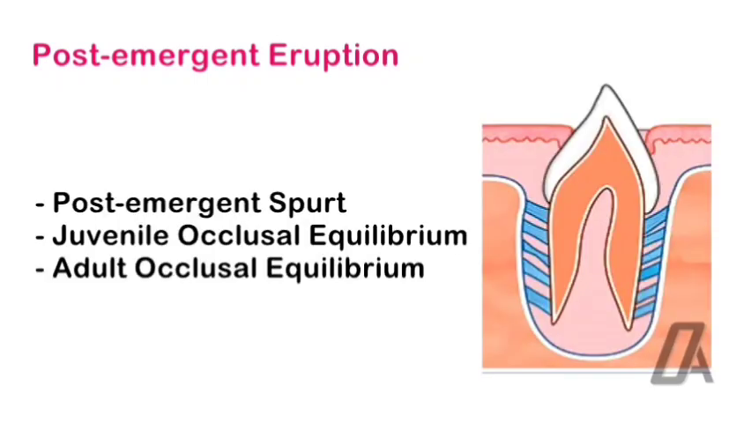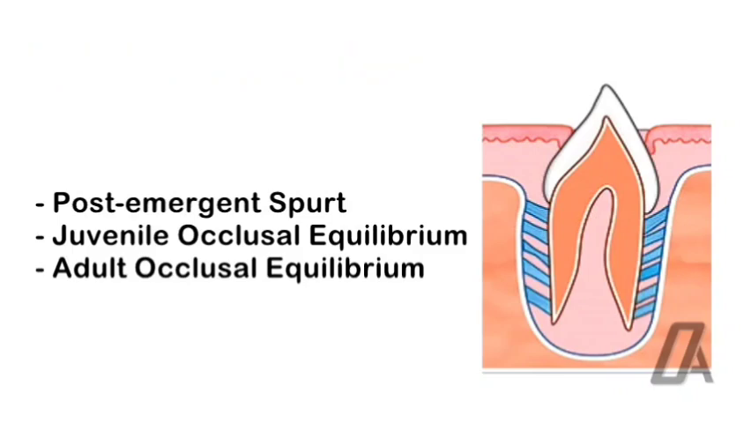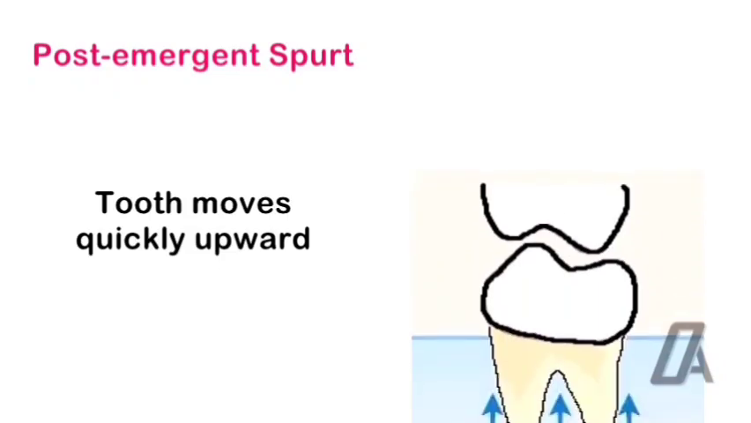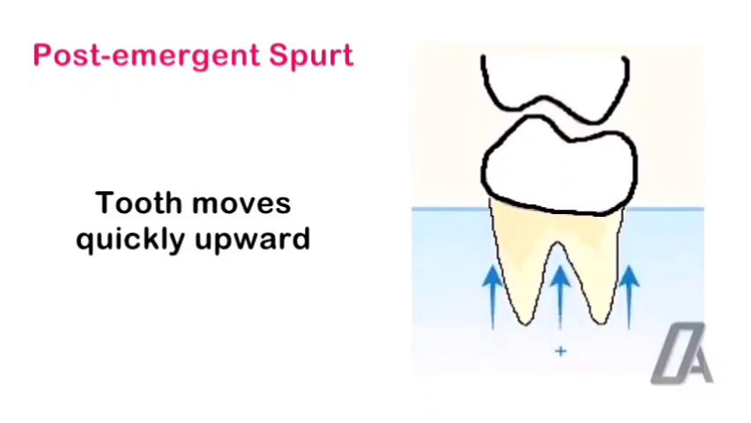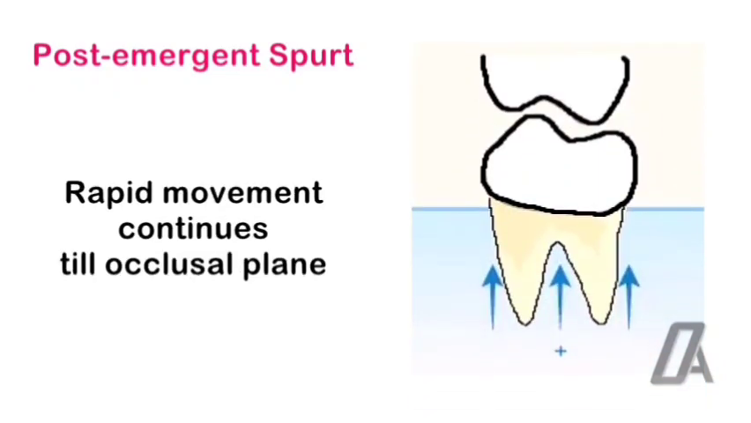Post-emergent eruption. Once the tooth has pierced the gum, it enters the post-emergent phase. This stage has three smaller parts. Post-emergent spurt. Here, the tooth moves quickly upward. This rapid movement continues until it reaches the level where it meets the opposing tooth, the occlusal plane.